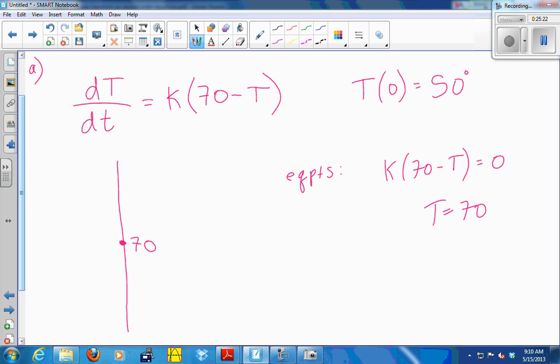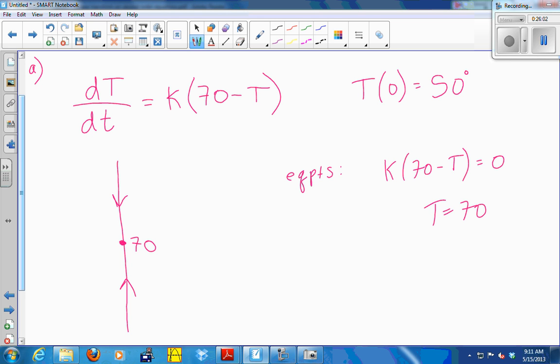And then I can check on either side of 70. I want to know if T is increasing or decreasing, right? So that means is dT/dt positive or negative. So if I plug in a number larger than 70, dT/dt is going to be negative. So the temperature is decreasing. And if I plug in a number smaller than 70, this number will be positive, k is positive. So dT/dt is positive, which means my function is going to be increasing.